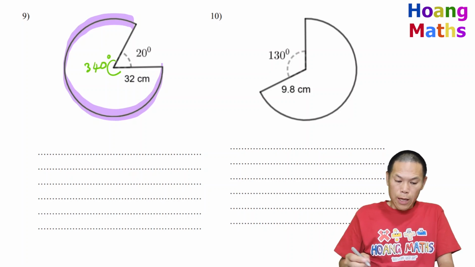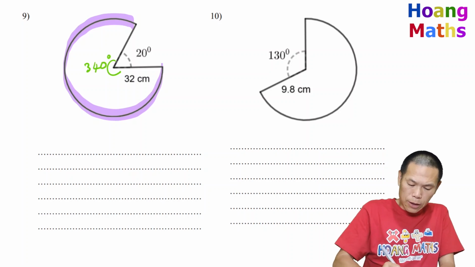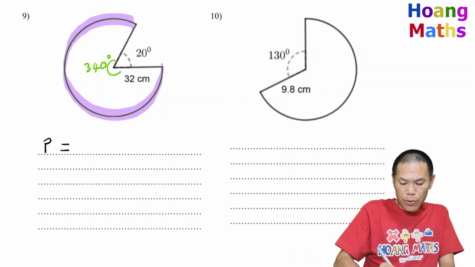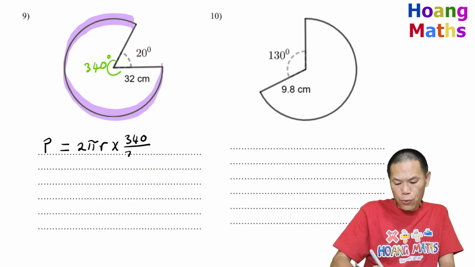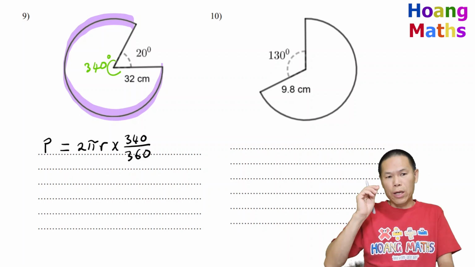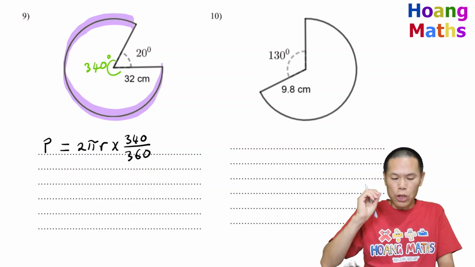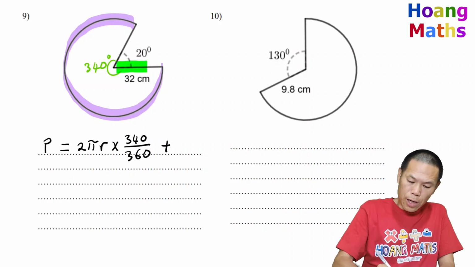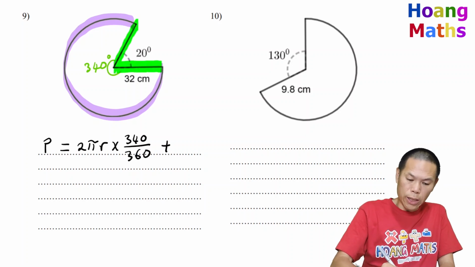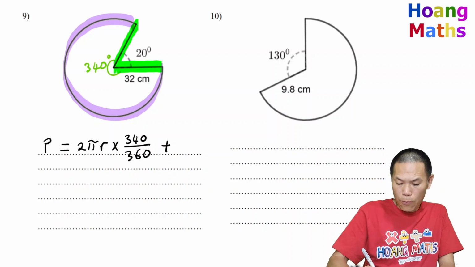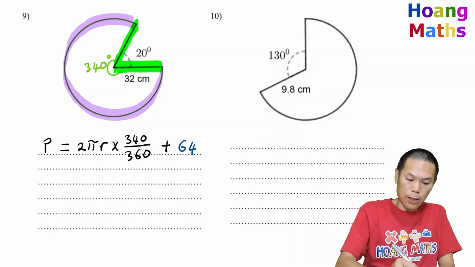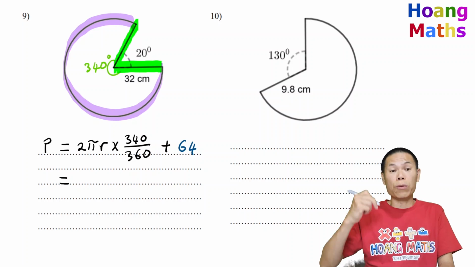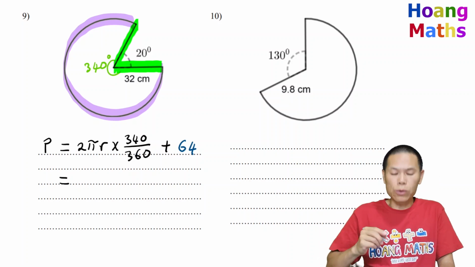And then therefore the length of this major arc is perimeter is 2 pi r times 340 degrees out of 360 degrees. That will give us this arc length, okay, the major arc if you like. Then don't forget we need to add 32 here and 32 here. So that will give us 64. Don't forget. So I just replace r with 32 centimeters.